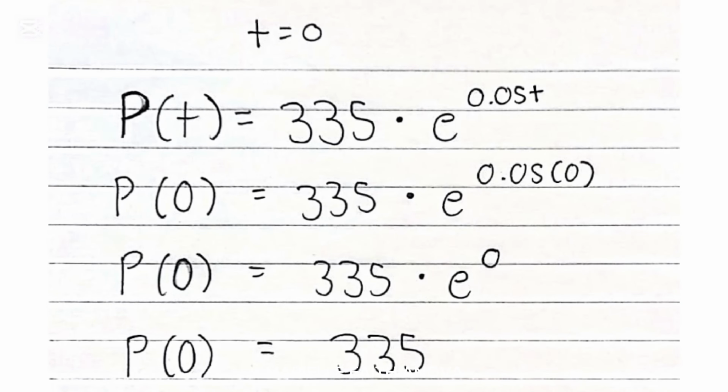Meanwhile, the y-intercept is the point where the graph of the function meets the y-axis, which happens when x equals 0. The y-coordinate at this point is the value of the function when t equals 0. For this function, when t equals 0, the value is 335. So, the y-intercept is 335.